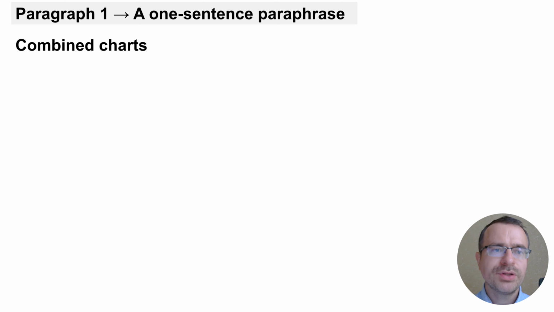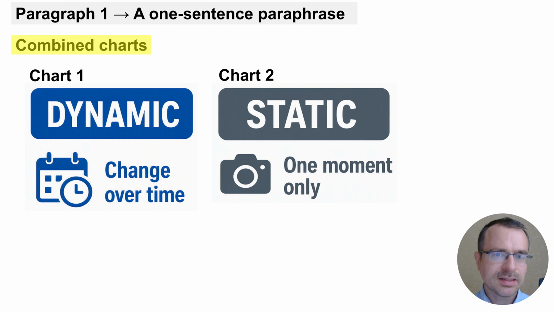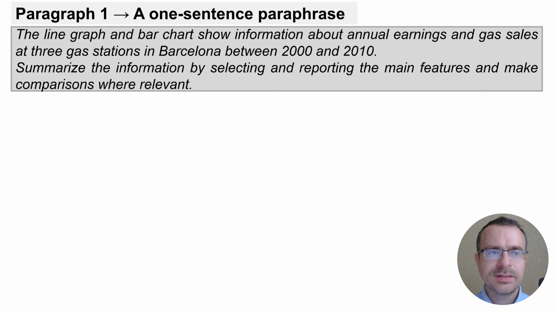Sometimes you may get a combination of charts. Probably you might get the dynamic and static all together, so you need to write the introduction for both charts. So how to do that? Let's see. The line graph and bar chart show the information about annual earnings and gas sales at 3 gas stations in Barcelona between 2000 and 2010.